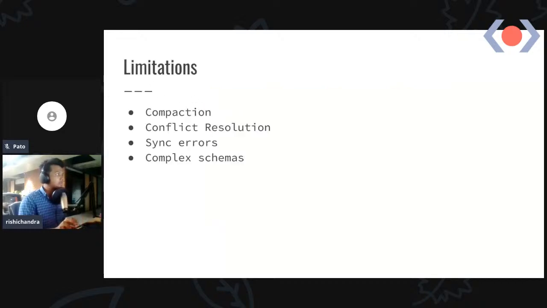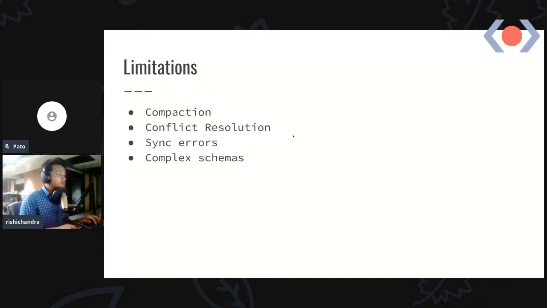And there are also some limitations. First is compaction. So RxDB tries to maintain 1,000 revisions of all the mutations of the documents. This becomes a problem beyond that. So compaction is definitely an issue.